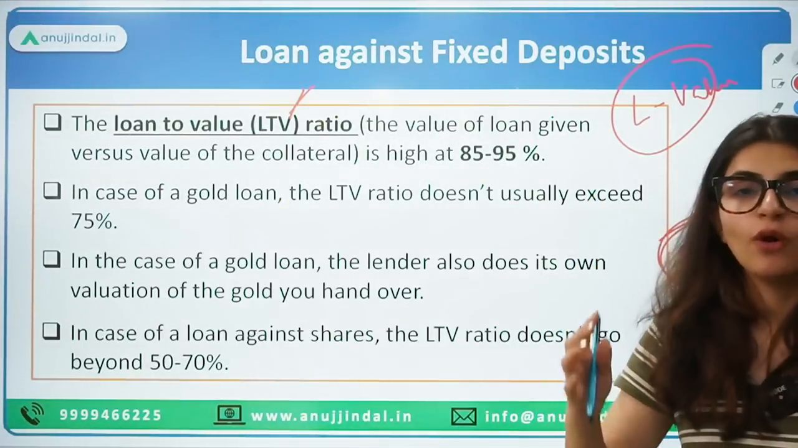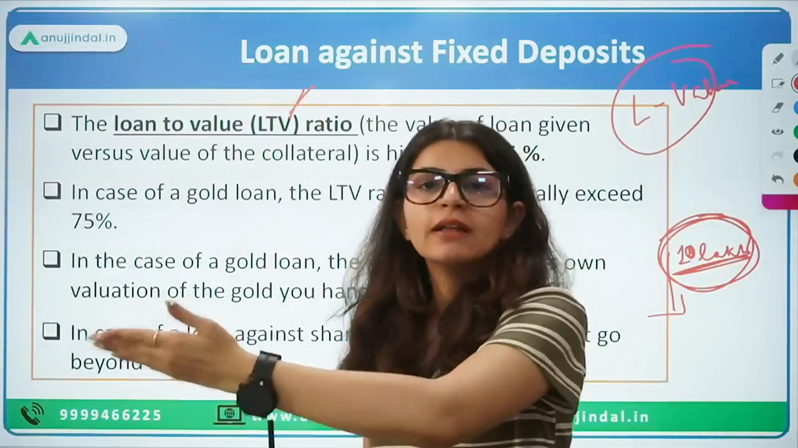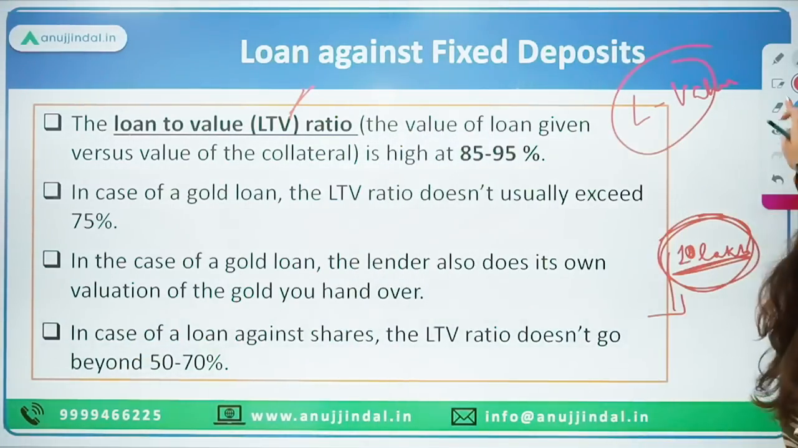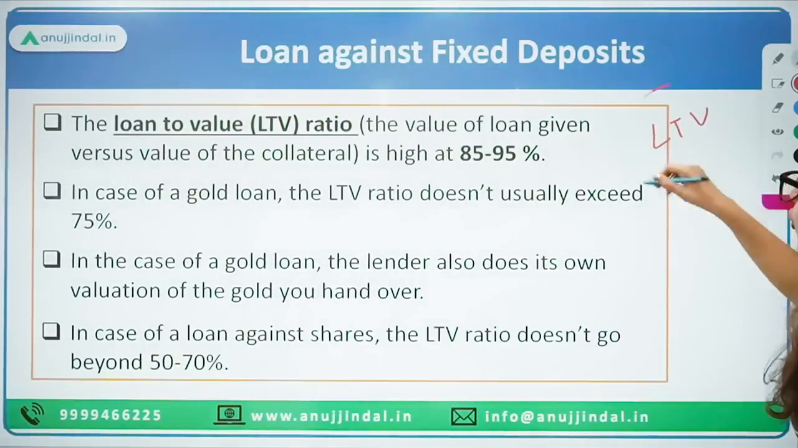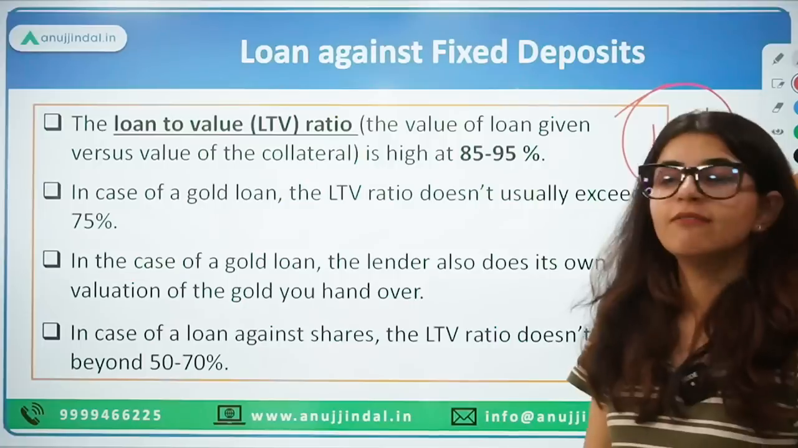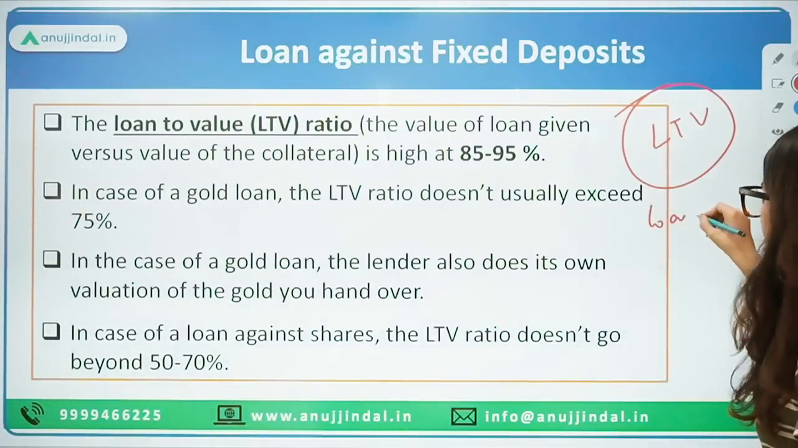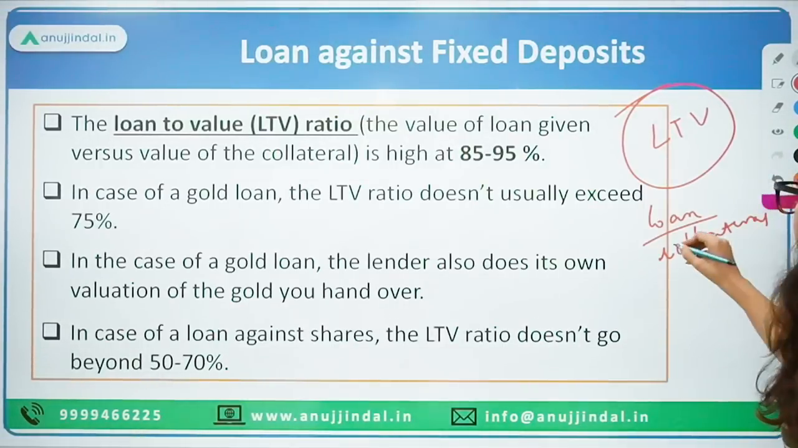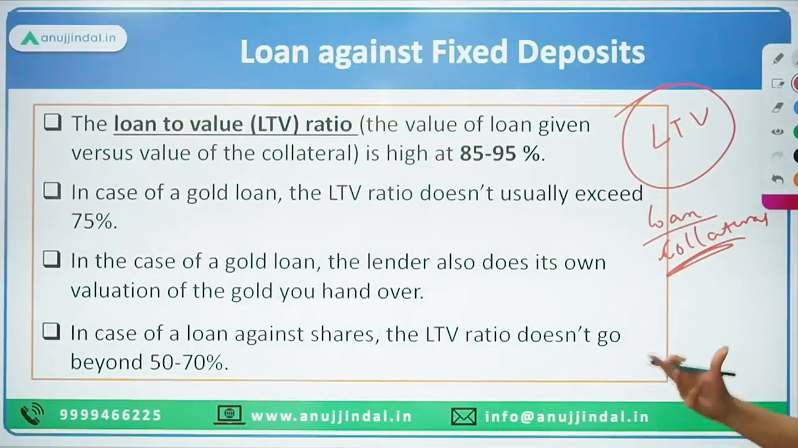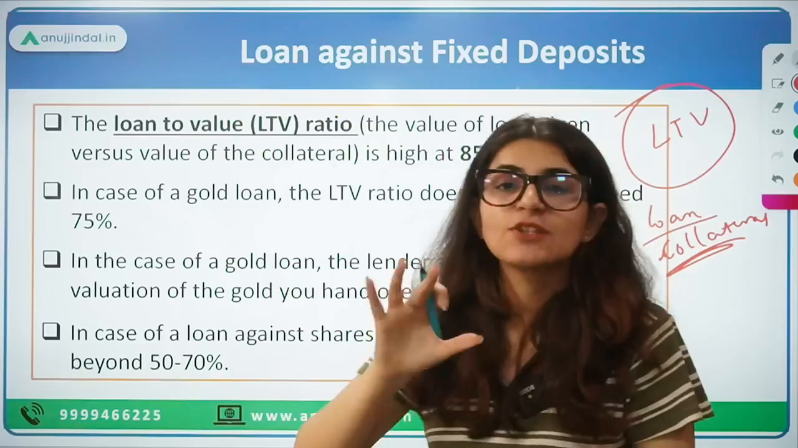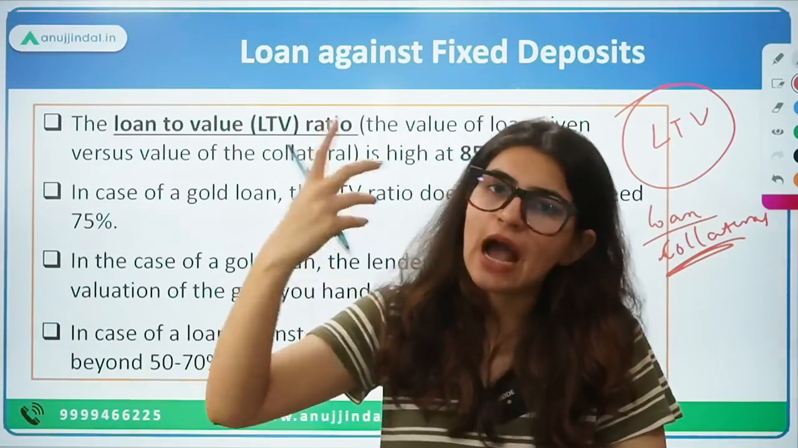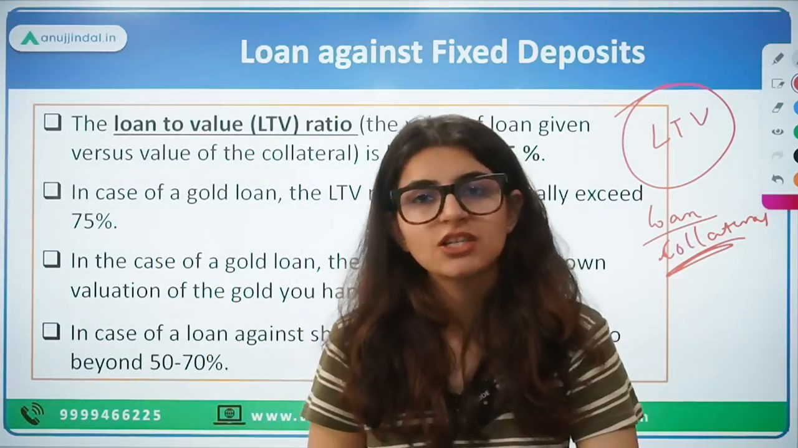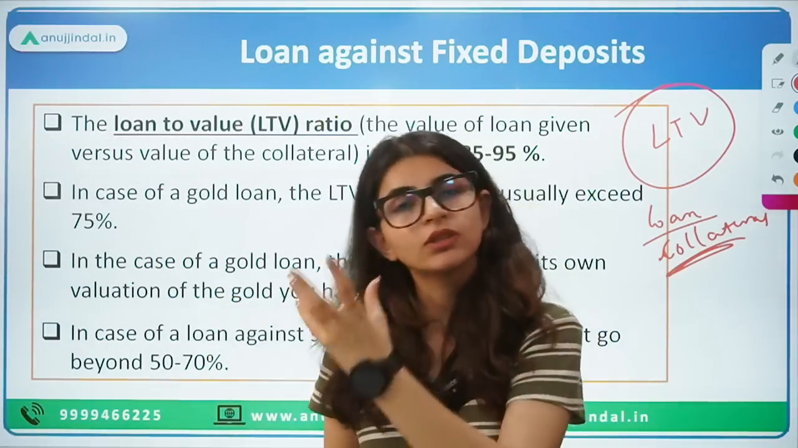Now, this ratio between the value of loan that you will get to the value of collateral that you are giving is LTV, loan to value ratio. Now, in case of FD, the LTV is very high. And higher it is better for the borrower. Jitni LTV zyada hogi, borrower ke liye utna hi acha hai.